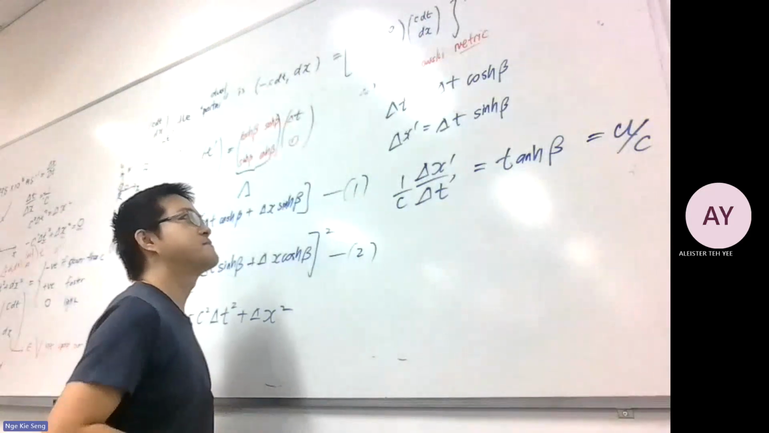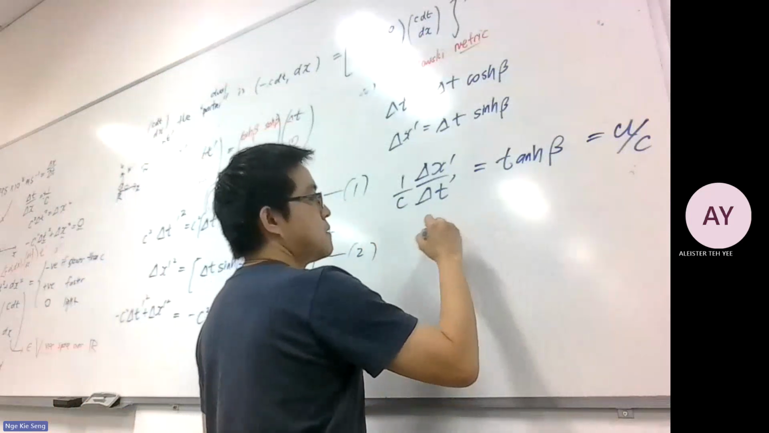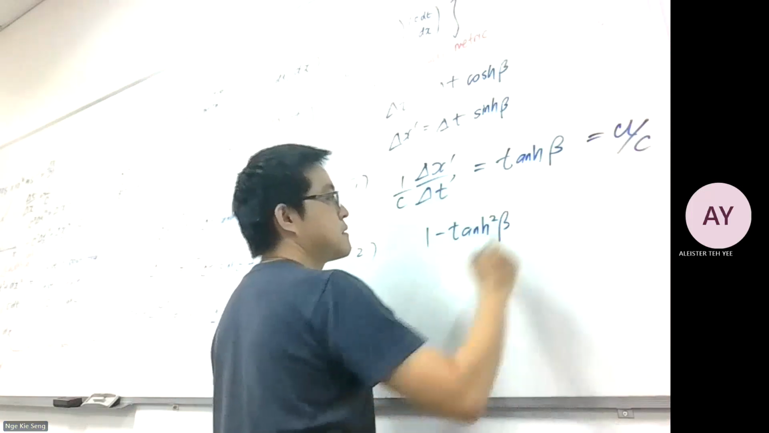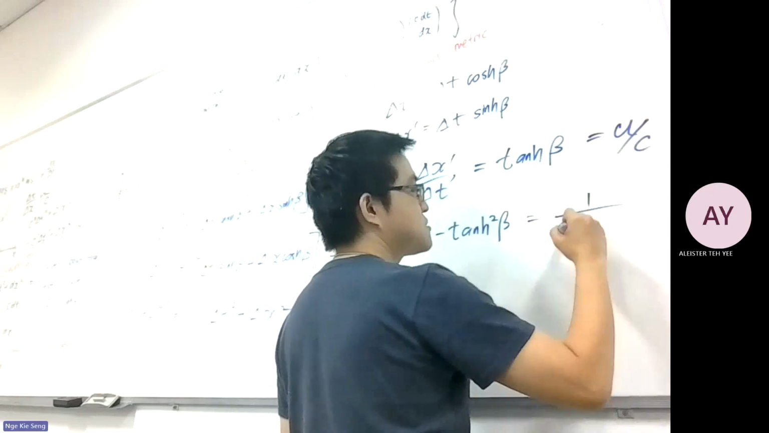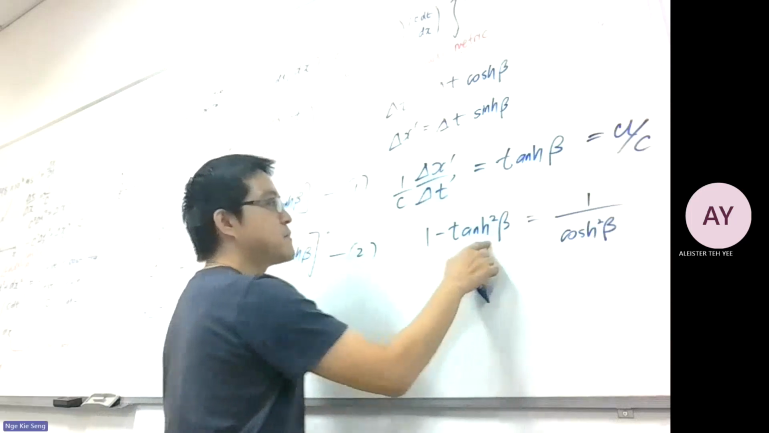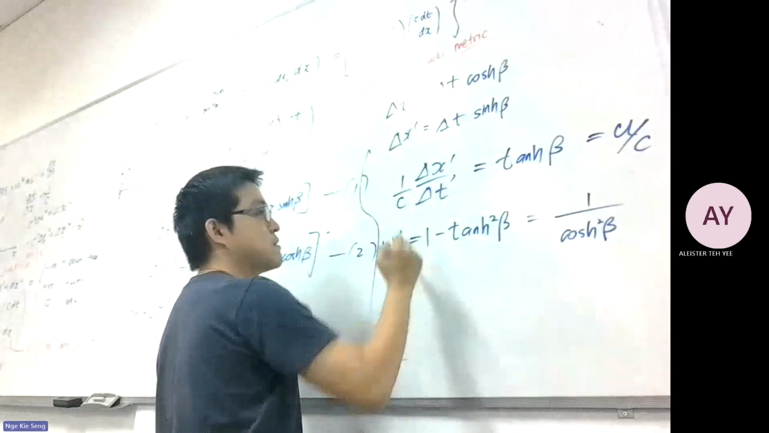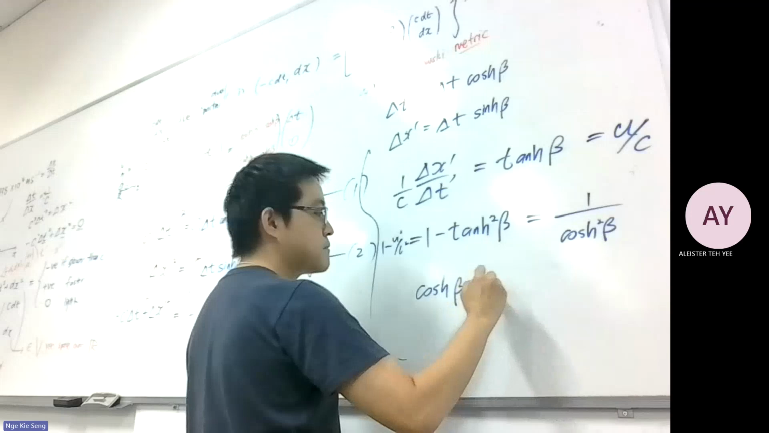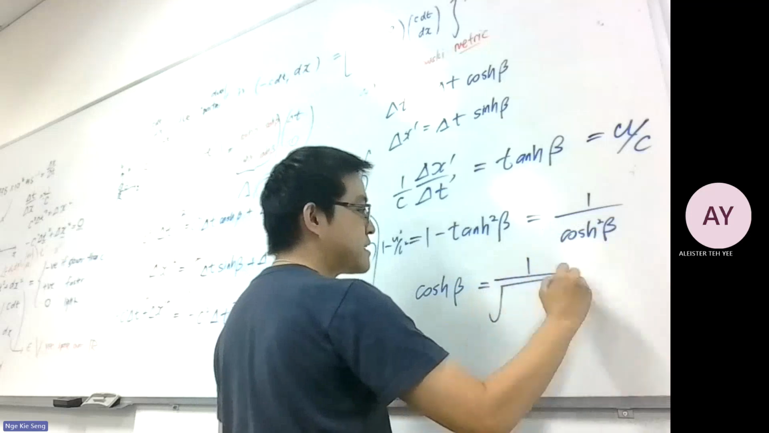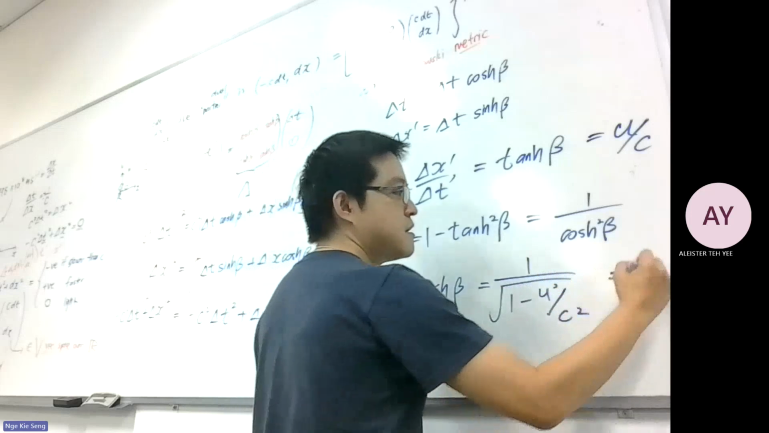I want to connect this to something that's probably familiar to some of you. What is 1 minus tangent hyperbolic squared? It's 1 over cosh squared, and 1 minus tanh squared is just 1 minus u squared over c squared, which means that cos beta is the inverse, and then you take the square root. So you see something familiar, right? This is our Lorentz factor.